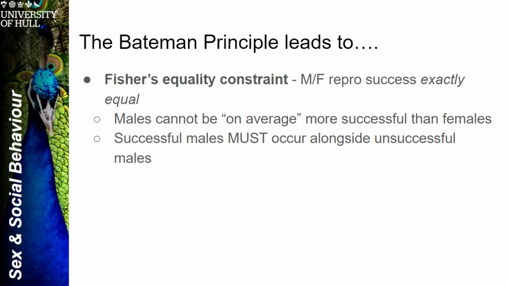Every diploid organism has exactly one mother and one father, and was the result of one mating which took place between one mother and one father. So, on average, male and female reproductive success must be exactly equal. There is no such thing as males being more successful than females on average. So if you get superstar successful males, they have to occur alongside unsuccessful males.